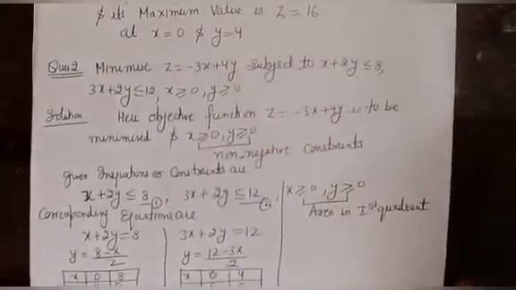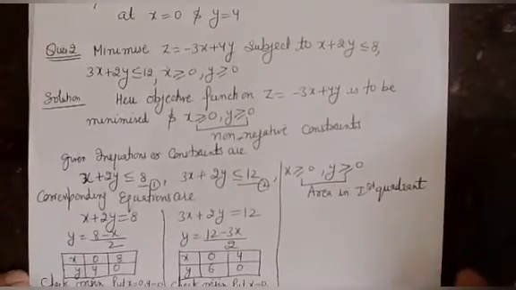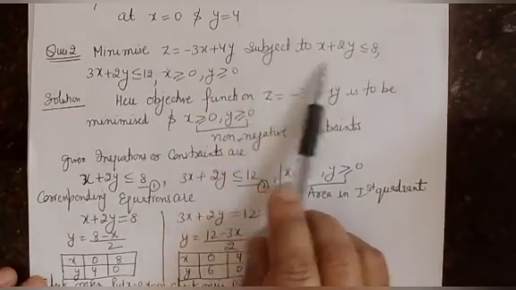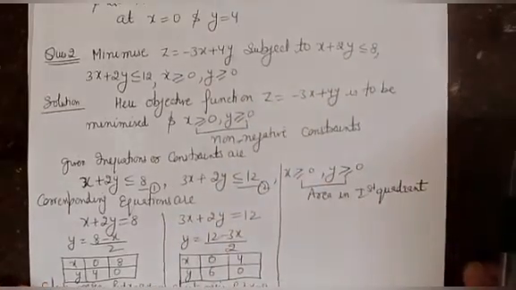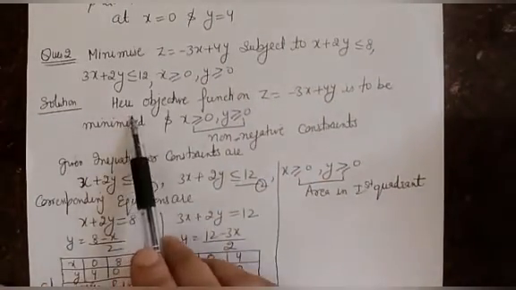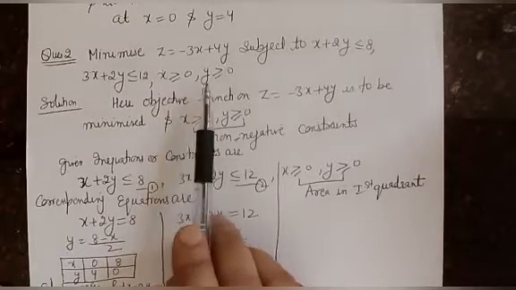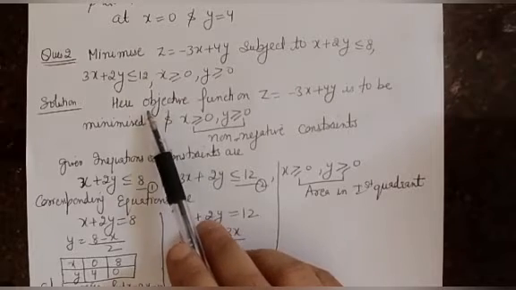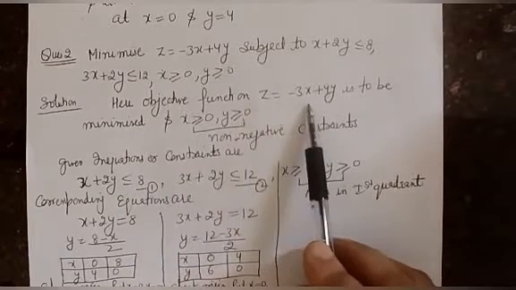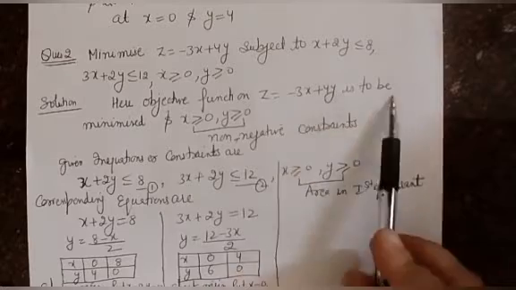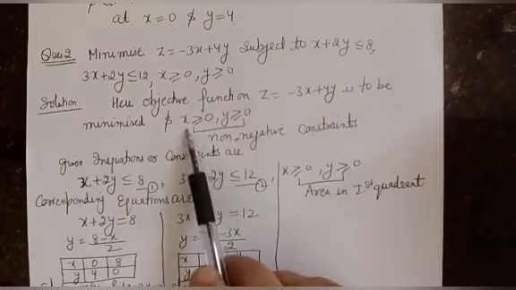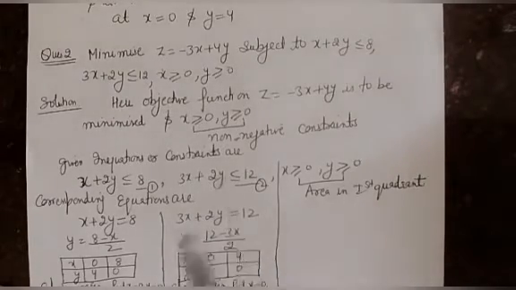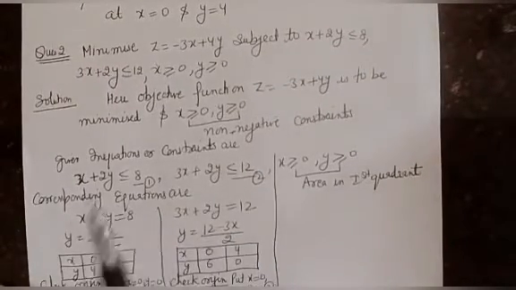Now let us see question number 2. In this question, you need to minimize z is equal to minus 3x plus 4y subject to x plus 2y less than equal to 8 and 3x plus 2y less than equal to 12 and x greater than equal to 0, y greater than equal to 0. So again, let us start the solution. Here the objective function is z is equal to minus 3x plus 4y and it needs to be minimized. And x greater than equal to 0, y greater than equal to 0 are the non-negative constraints, which give you the area only in the first quadrant.